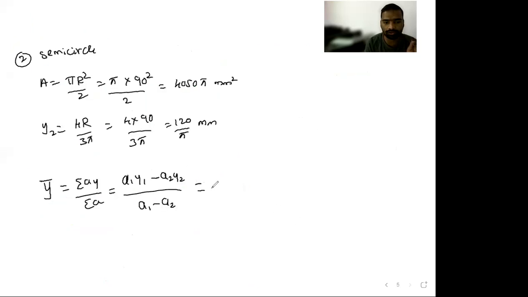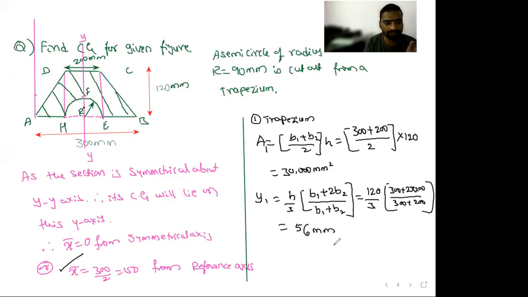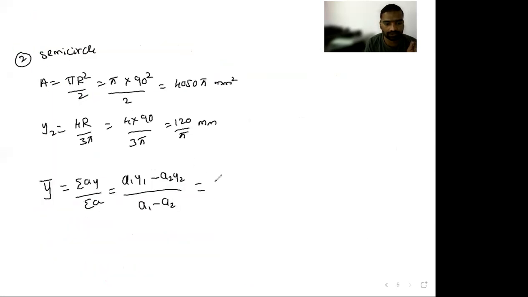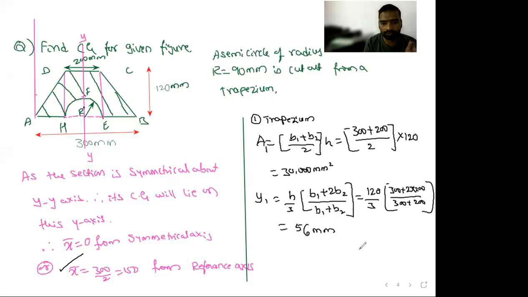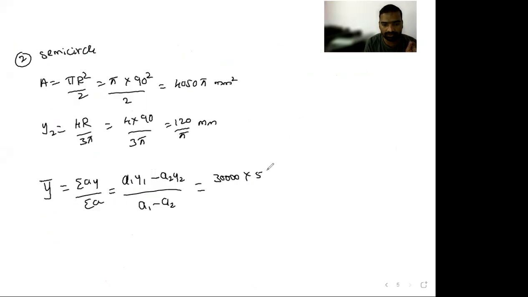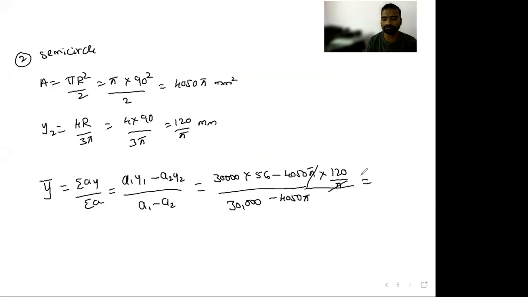Now you can substitute all the values. What is your a1 value? a1 is equal to 30,000, into y1 is equal to 56, minus a2 is equal to 4050 pi, into y2, 120 divided by pi. This pi gets cancelled. Divided by a1, 30,000, minus 4050 pi. So calculate y bar, how much will you get?